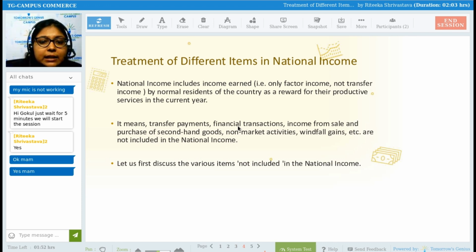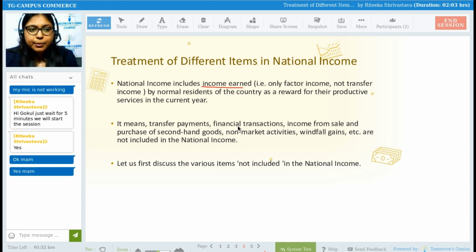Okay, so first of all, what is national income? It will include all the income earned, that is through factor income, not by transfer income. I have already informed this. Whenever we talk about national income, we are never going to involve transfer income or current transfer. We always take capital transfer and factor income. So that is one thing.